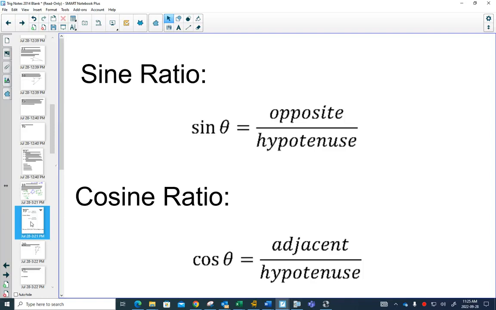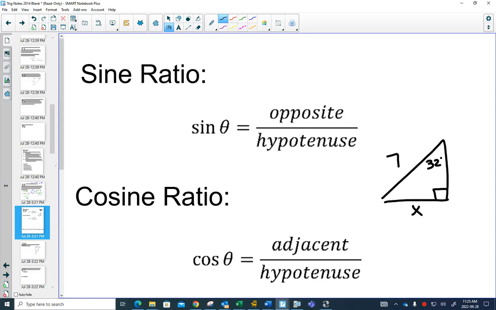So for example, if I drew this out, you would have to say, what do I know? I know the hypotenuse, and I know this angle. What do I want to find? I want to find which one? The x. Would I say that that's the opposite of 32 or the adjacent to 32? That would be the opposite to 32.